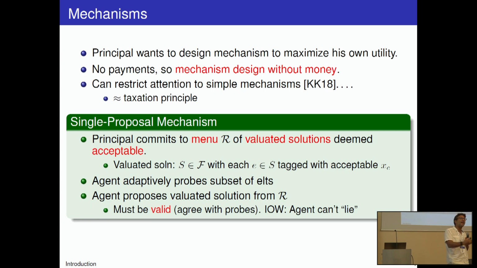They will include things like, I'll accept this plan if you can attest to me that my utility for it will be at least this much, right? So there are solutions tagged with requirements on the utilities that the principal might want for them. And then the agent adaptively probes some subset of the elements, and then has to suggest a solution from this menu. The restriction here is that the solution they suggest must agree with the results of their probes. Because they can't really lie, if they suggest that you take the solution, they can include proof that it satisfies the utility that the principal needs.